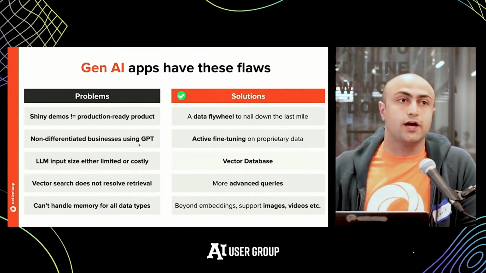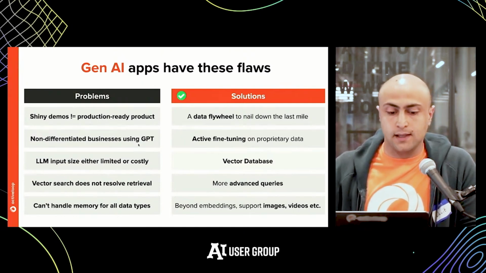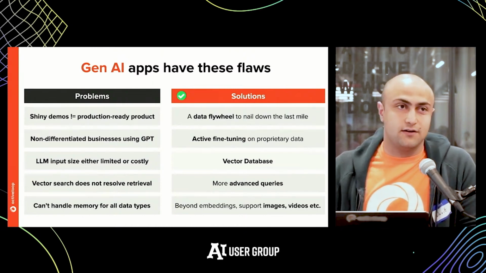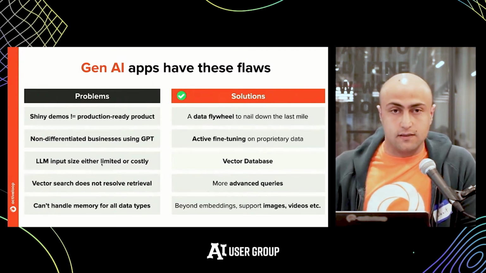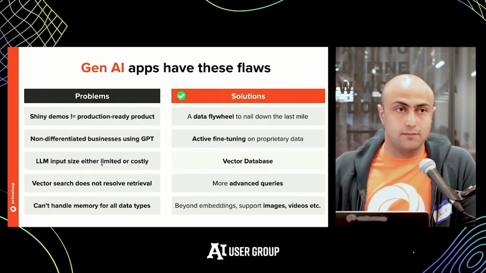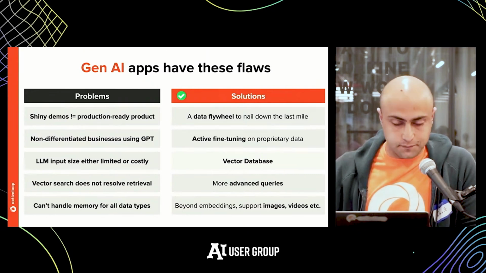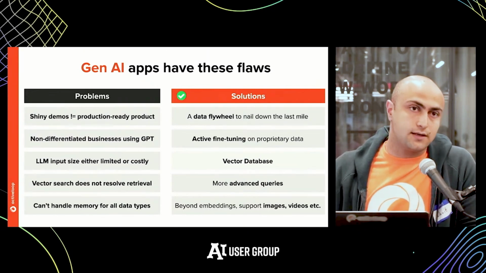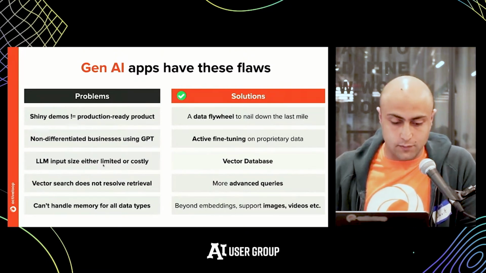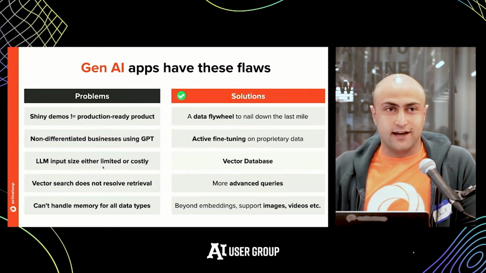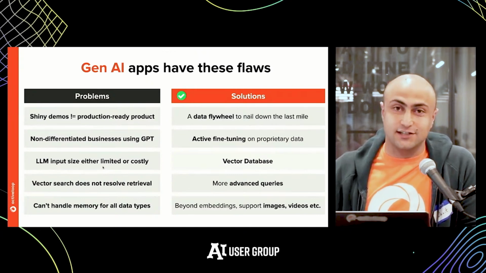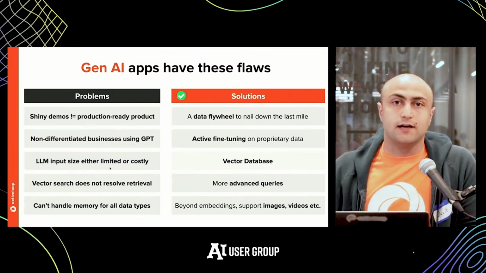We have super cool, shiny demos, but they are not yet production ready to be deployed into enterprises. We have a lot of non-differentiated businesses using the GPT layer, and thanks to Llama-3, it gets even further non-differentiated. The problem is that, yes, LLM input size got slightly bigger, but they're also very expensive. And there are still trade-offs in how to get the prompts and the context into the input. And of course, being in the vector database space for the last year, the vector search does not actually solve the retrieval problem, and there are still a lot of issues there. And many of them can't handle many modalities.